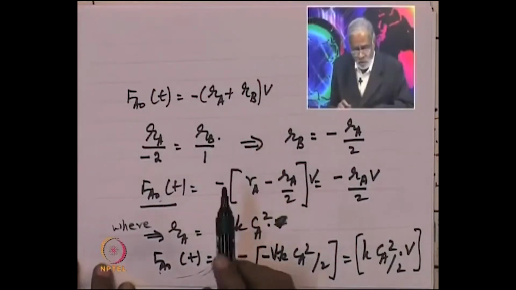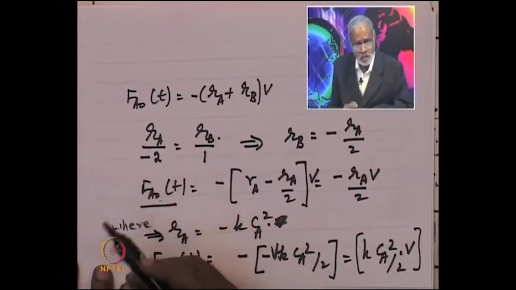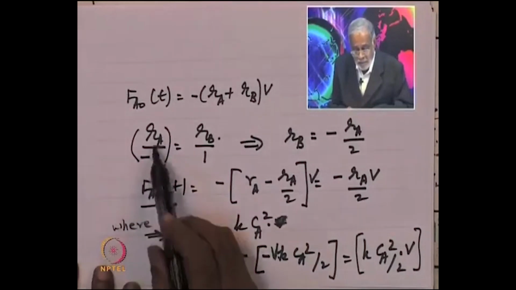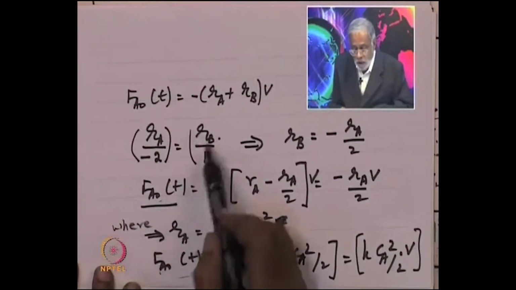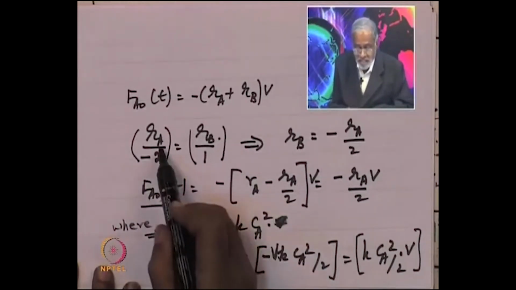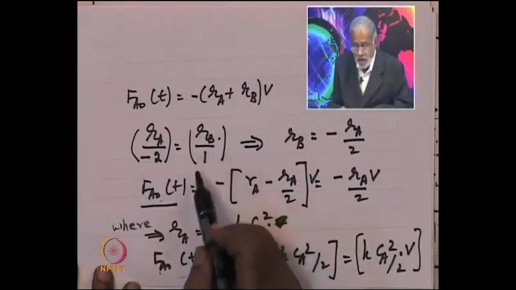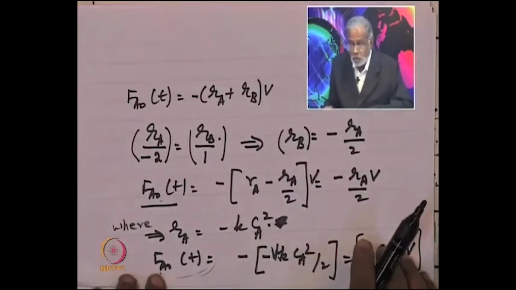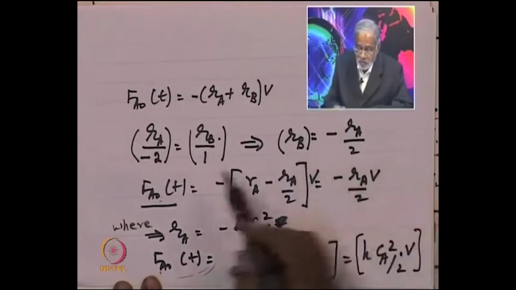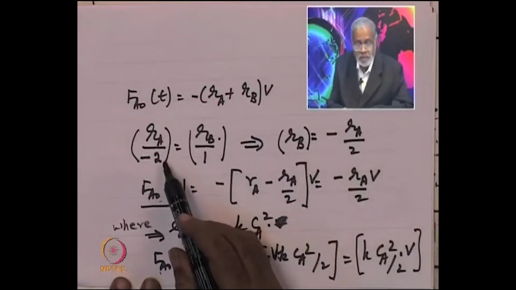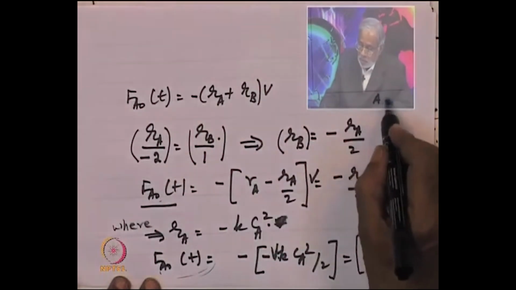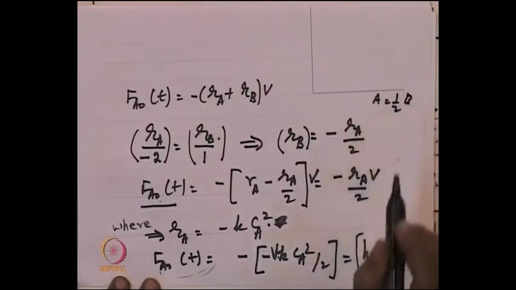We also know from the statement of stoichiometry that the rate at which the chemical reaction occurs, Ra by minus 2, must be equal to Rb by plus 1, because A is reacting and B is getting formed. As a result, we should have the rate of formation of B equal to minus of Ra by 2. It follows from the fact that stoichiometry tells us that A equals half of B.